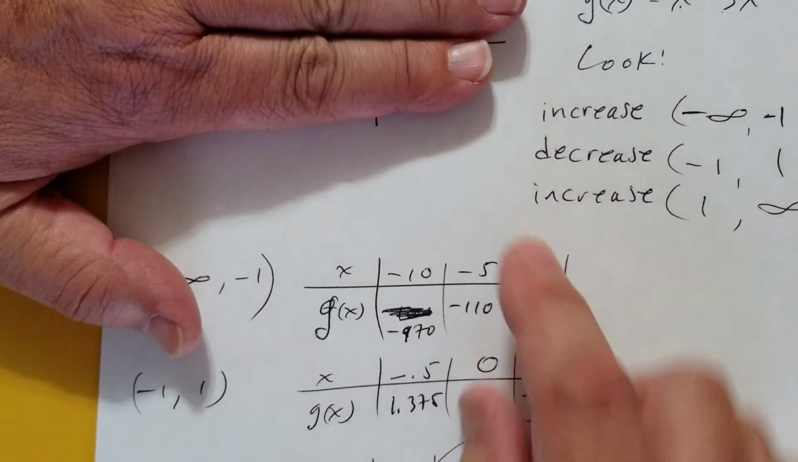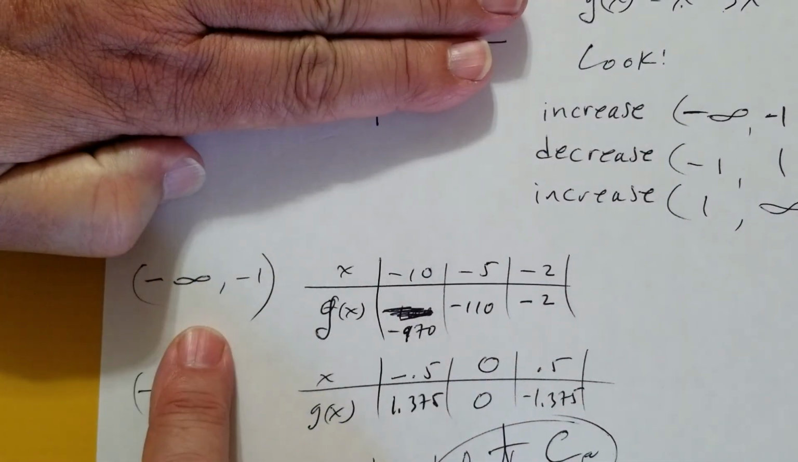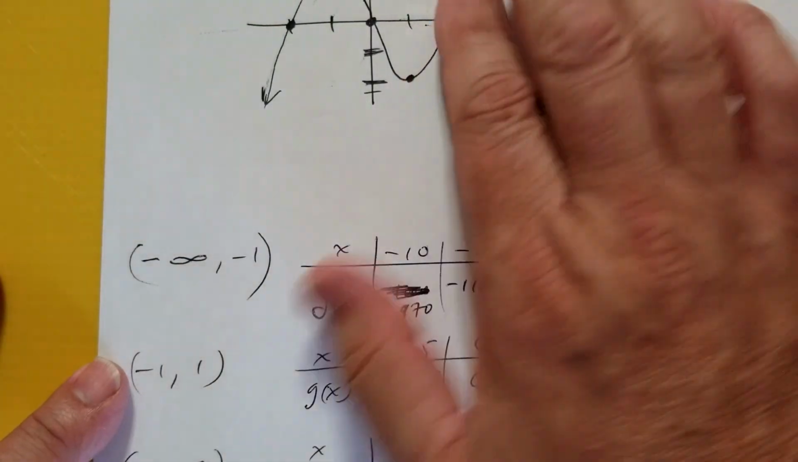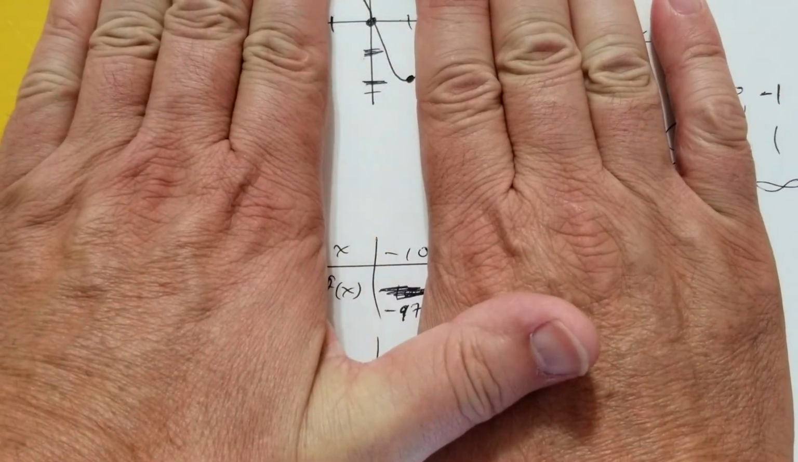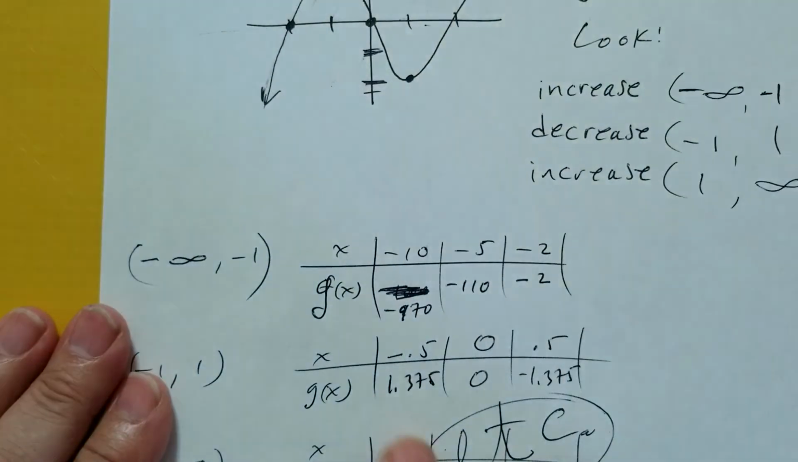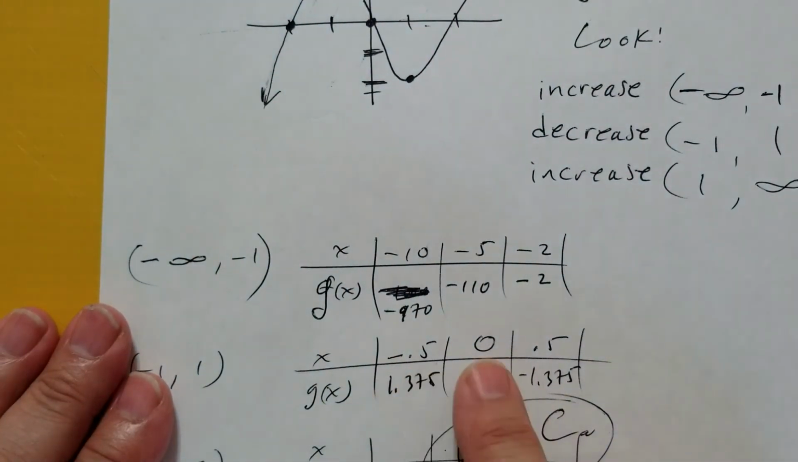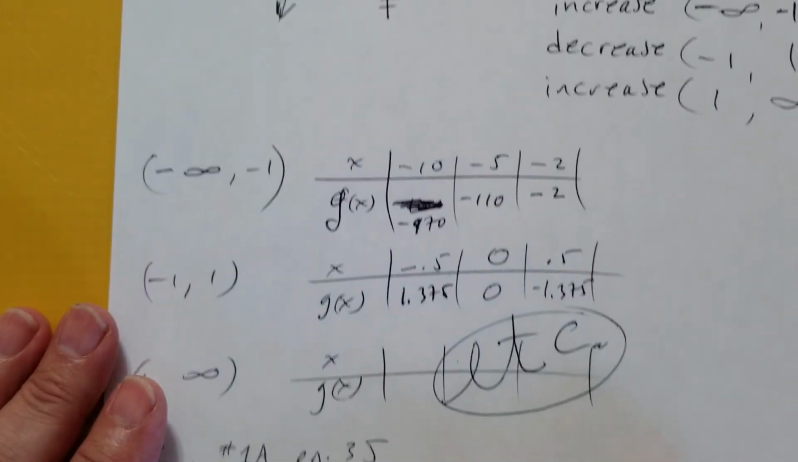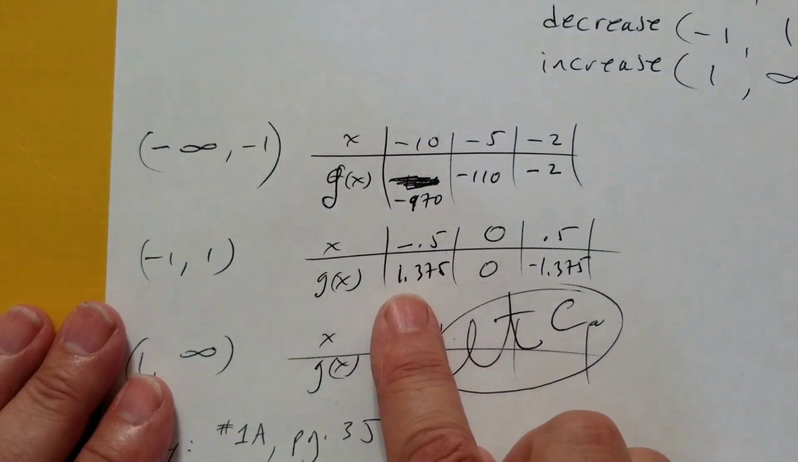So if you didn't have the picture, you would say, oh, it's increasing here. Okay, let's show that this is decreasing. So you got to get points between -1 and 1. I got negative 0.5, 0. 0 is always the easiest point, and positive 0.5. Those 3 points. Okay?